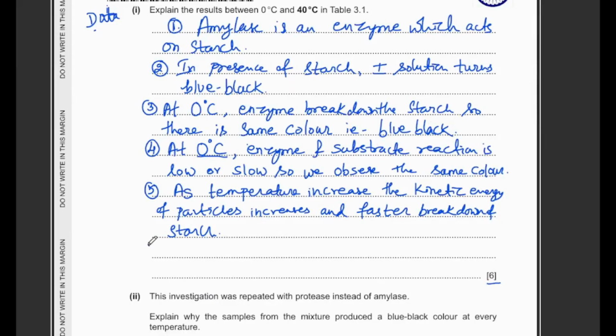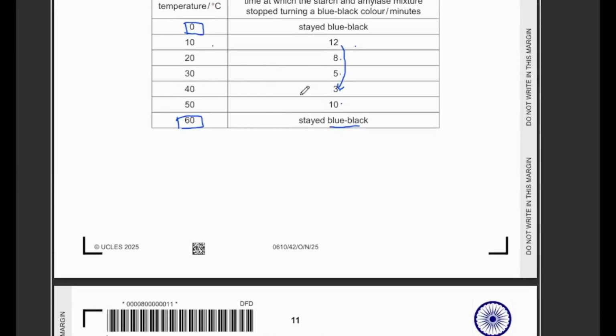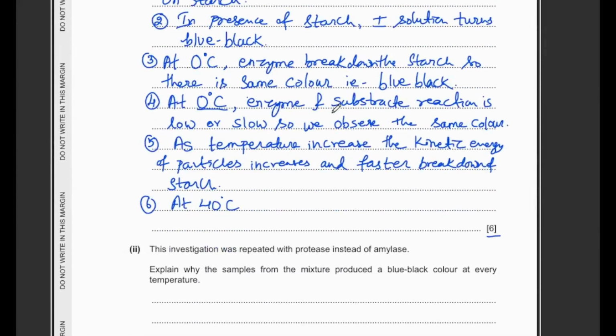Fine. The next point here, now we'll reach the last temperature here at 40 degrees Celsius. At 40 degrees Celsius, what is happening? You can see it reaches its optimum point, and after that it is increased here. So 40 degrees Celsius is the optimum temperature, further which the enzyme is denatured.